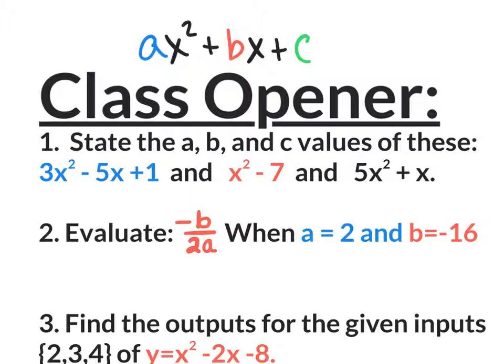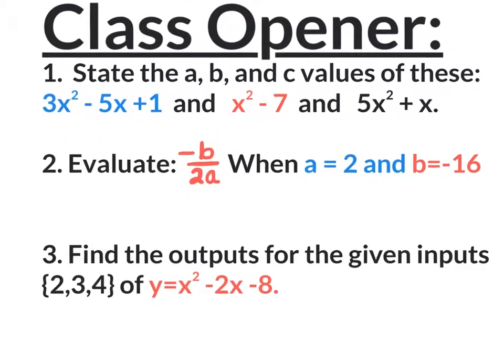So on number 1, all we're doing is identifying a, b, and c. So what's my a value on the first one? A value is 3, right? The a value is 3. What's my b value? My b value is negative 5. And what's my c value on the first one? Positive 1. So we need to be able to identify these things. If I ask you what's the a, b, and c, and you're like, I don't know, that's not good. We need to know that when we look at an expression like that, that's in standard form, you need to be able to identify a, b, and c.